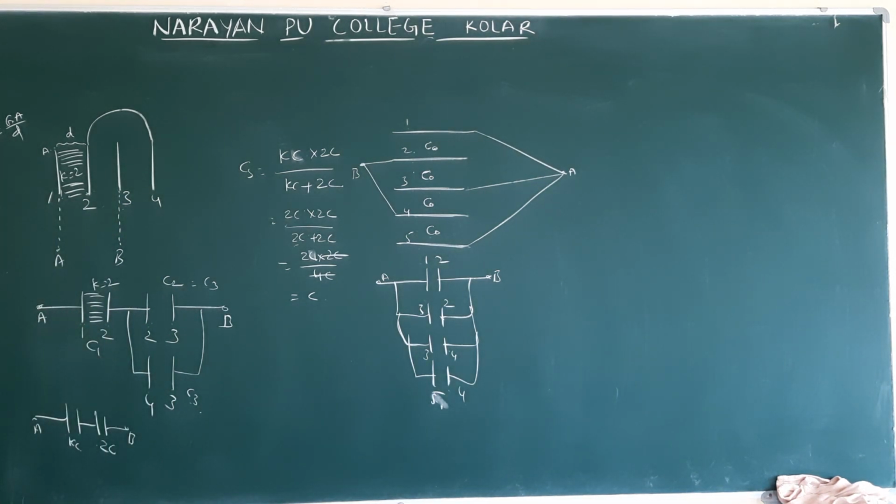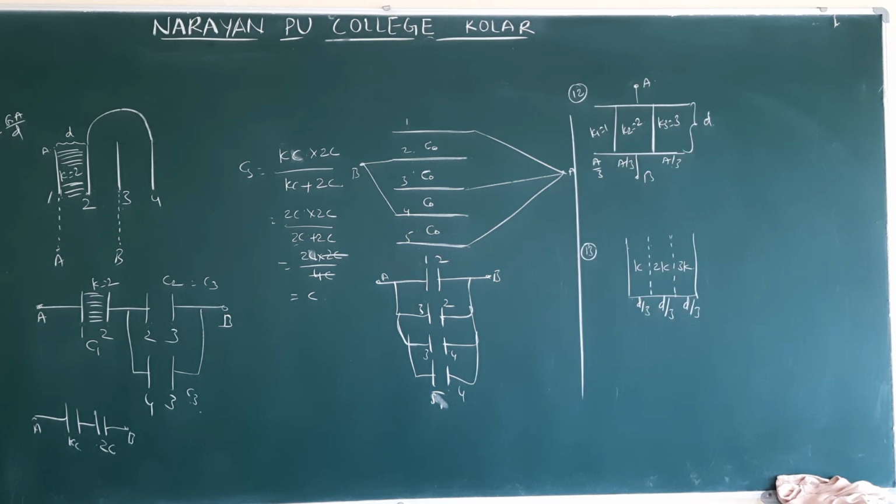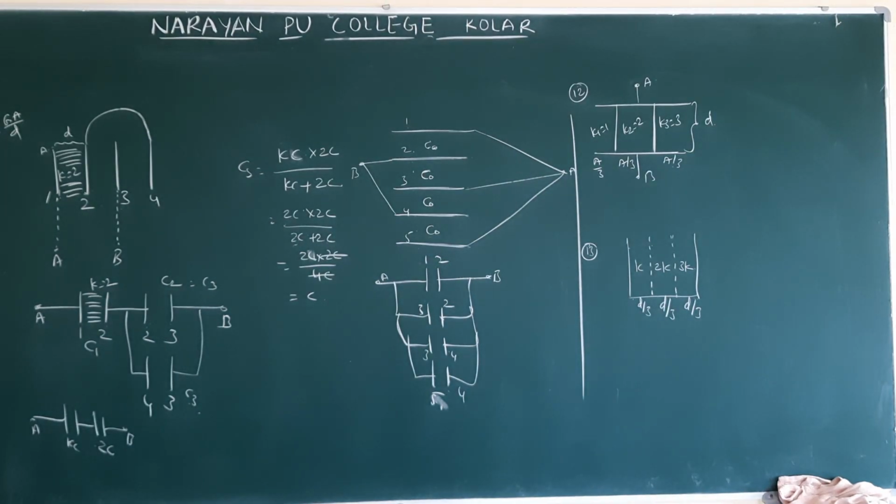See the next diagram. So next see 12 and 13. I gave diagrams there on the board. In 12, if area is A, D is the separation between the plates, they are asking the capacitance between A and B. In 13, there are 3 blocks of dielectric constant K1, K2, K3 filled in. In the first one they are asking the capacitance. In the second one they are asking the equivalent dielectric constant. Both we will do in the same way.